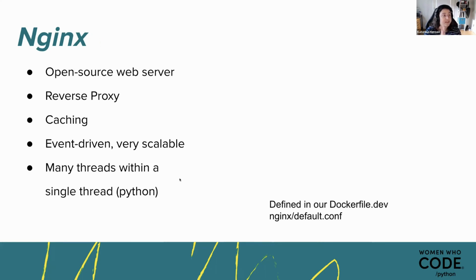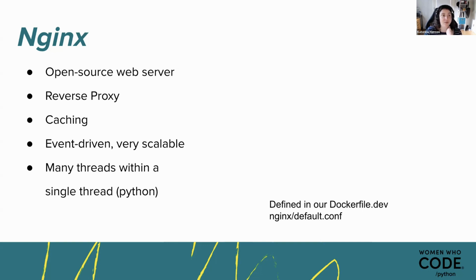So for a little bit more information, Nginx is an open source web server. In this case, we're using it as a reverse proxy. It can also provide a certain amount of caching. It's event-driven and very scalable. It allows for many threads within a single thread, which, if you're familiar, Python does very badly. So it is really nice to have a thing sitting in front of it that is helping you do multiple threads.